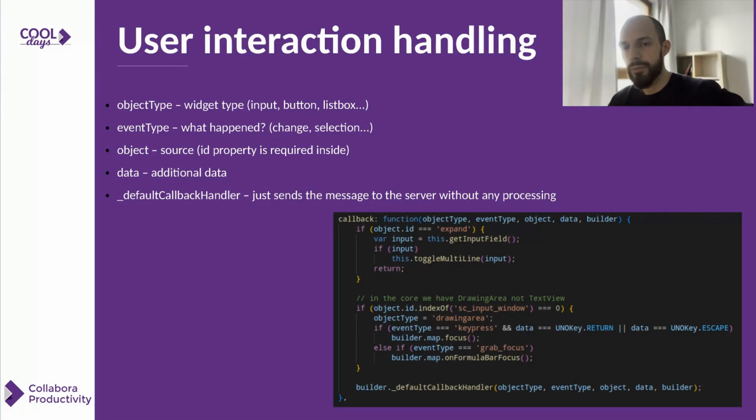In this case, in the formula bar, we want to communicate with the server, so we are using that callback, and before sending the message, we are modifying some messages, because here we are using an input field, but on the server we don't have a standard input field; like I said previously, it was an image drawing area. So we are converting the message here, so the server will think that we did the action on the drawing area.